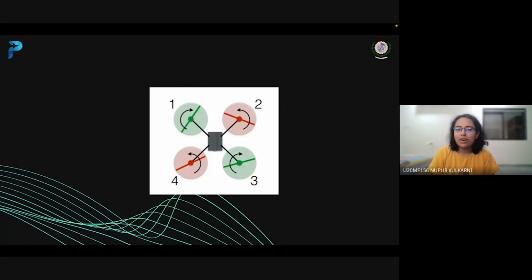So to gain stability and avoid such kind of rotation, most of the time we rotate the diagonally opposite pair of propellers in the same direction, as shown in the figure.